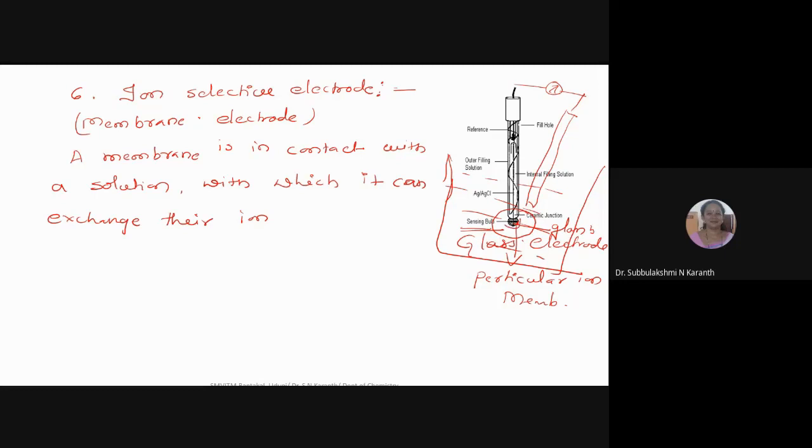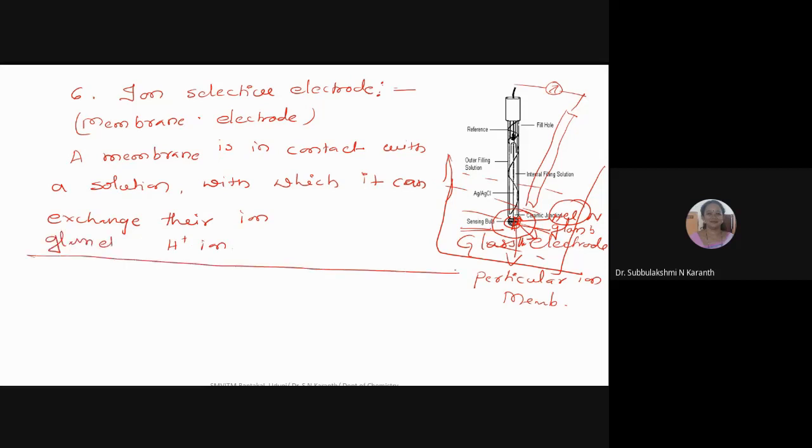Here, for the glass membrane, we will take an HCl solution of particular normality, and this H plus ion interacts with the H ion of the glass. So there is a development of an electrical double layer, and a potential is developed. That type of electrode we call an ion selective electrode. Particularly, the glass electrode can exchange H plus ion.